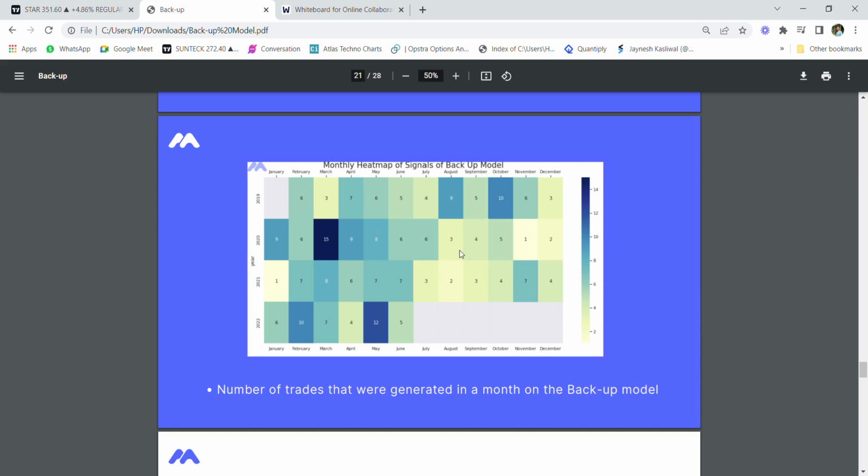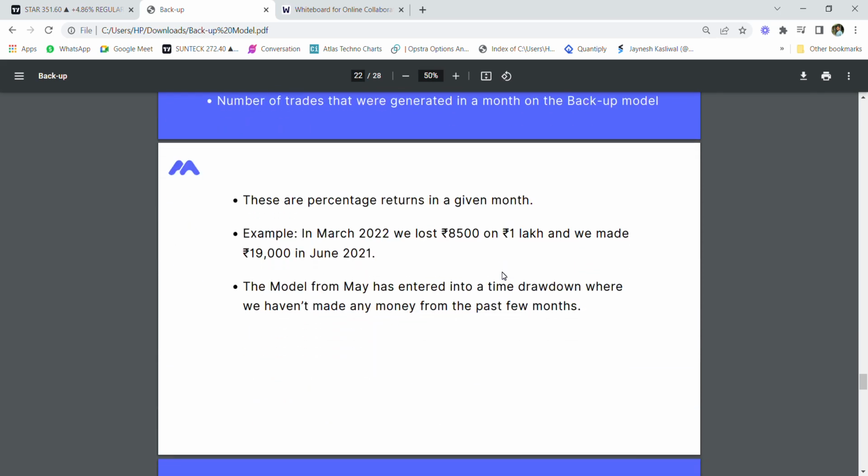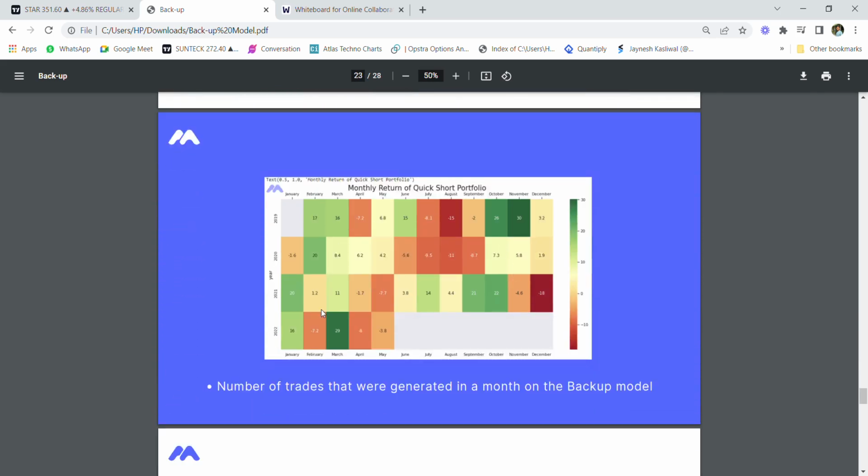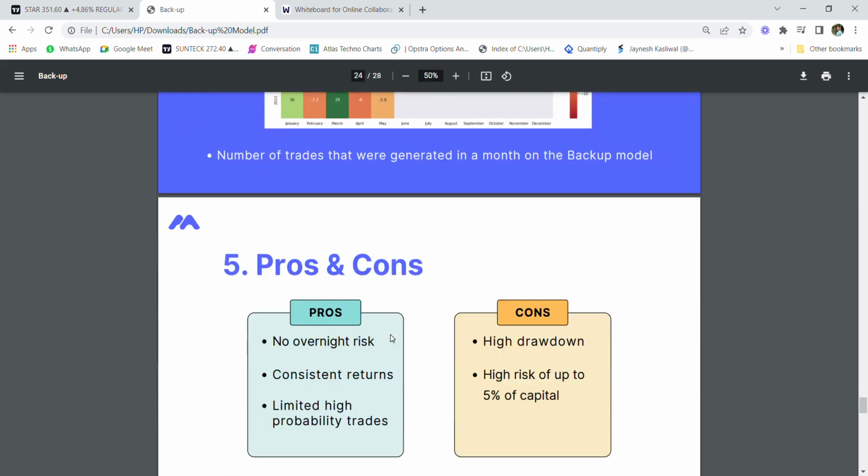So basically this gives very few signals. The number of signals that are there in the model are really less. But yeah, they may have a high probability of the trades. So these are the percentage returns in a given month, for example. In the month of March we made around 29,000 on a capital of 1 lakh rupees, and in the month of May we lost around 3.8 thousand on a capital of 1 lakh rupees, so around 3.8% drawdown, right?